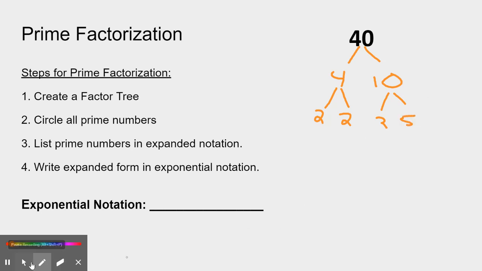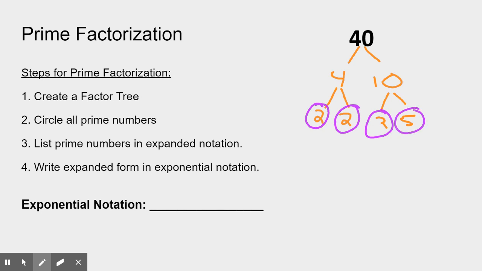Now ask yourself again, when I'm at this stage, do I have any prime numbers? If you said yes, you're correct. So what I'm going to have to do is circle my prime numbers. I know 2 is prime as well as 5. Now I want to put my numbers in expanded notation. Okay, remember expanded, we talked about, think of a rubber band, we stretched it out. So it's going to be the stretched out version.